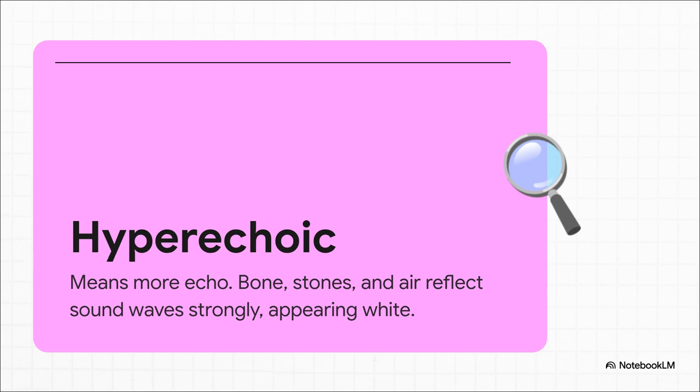Conversely, though, we've got structures that behave in the exact opposite way. When the sound wave smacks into dense structures, think a bone, a kidney stone, or even pockets of trapped air, it bounces back forcefully to the probe. We call this hyperechoic, meaning more echo. So the big takeaway here is that some materials let sound pass in total silence, while dense barriers and air send massive sound wave reflections right back to the equipment.